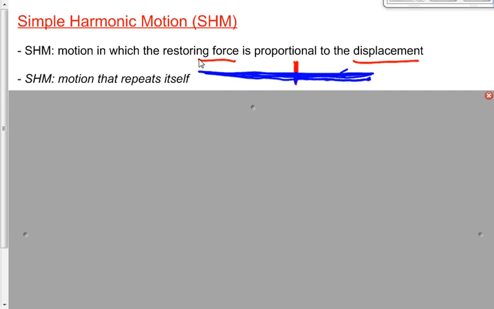All because as you get further away from this equilibrium position right here, the force keeps getting bigger and bigger, pulling it back to the equilibrium position. Does that make sense?